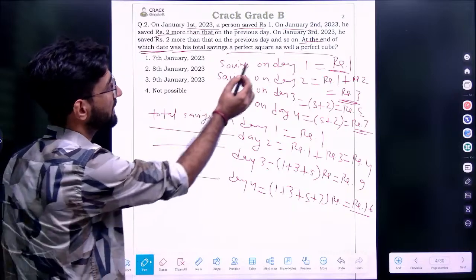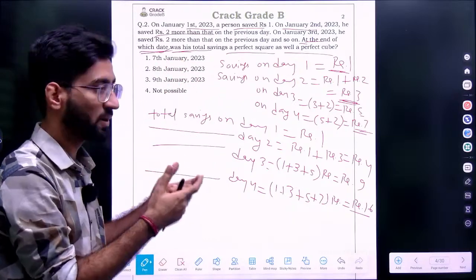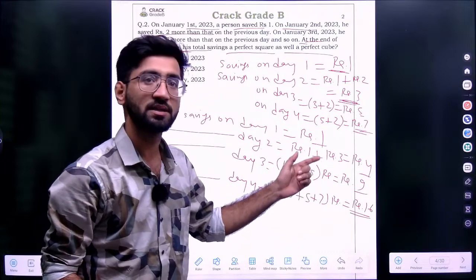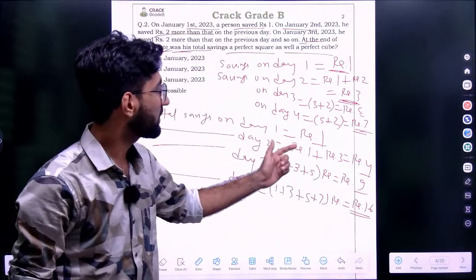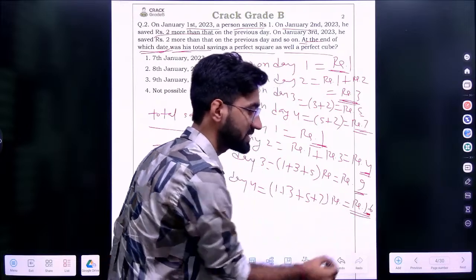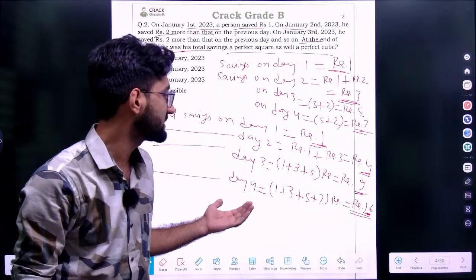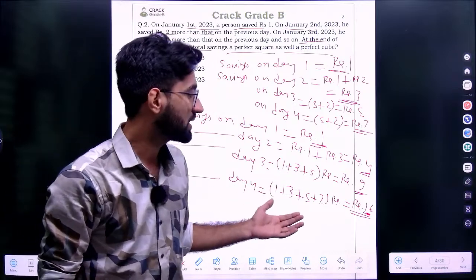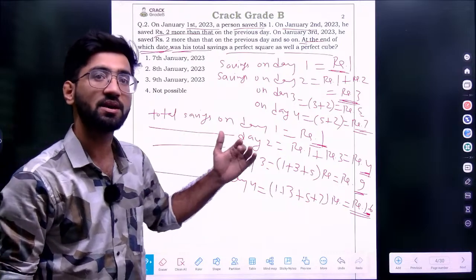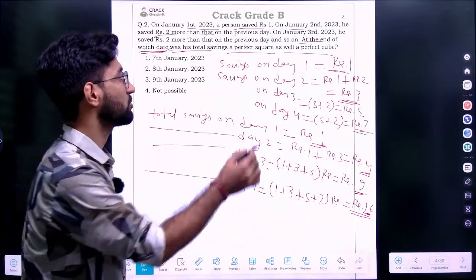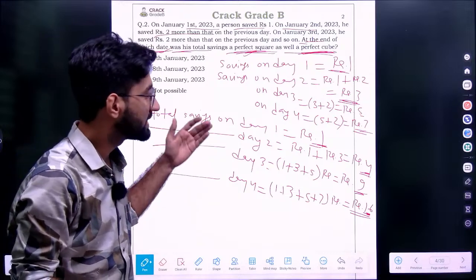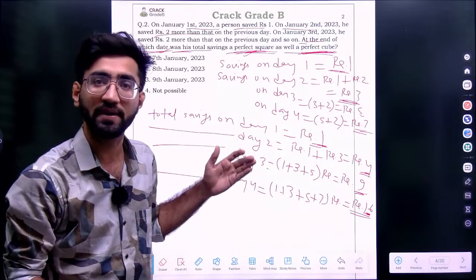Now we have to find at the end of which date his total savings was a perfect square as well as a perfect cube. If you look at these numbers, you will find that total savings on any day is already a perfect square. You can see that rupees 1 is a perfect square, 4 is a perfect square, 9 is a perfect square, 16 is a perfect square. If you find total savings on day 5, that is rupees 25, and rupees 25 is also a perfect square. It means total savings on any day for this person is a perfect square. Now we have to find when it is a perfect cube, because we don't have to think about perfect square, as total savings on any day is already a perfect square, right?